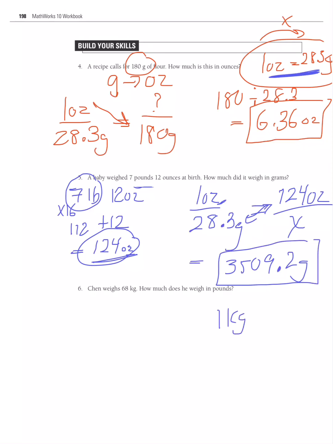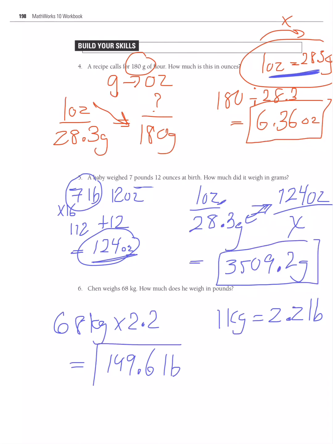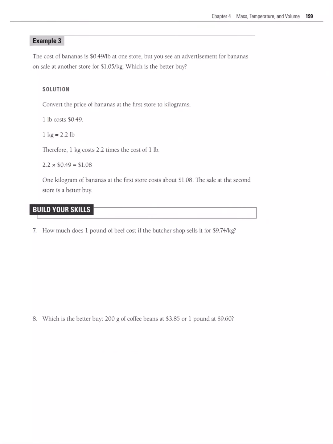So 1 kilogram is 2.2 pounds. To go from kilograms to pounds, you just times it by 2.2. You could set up with cross multiplying, but this one's a little easier. And he is 149.6 pounds. All right, so just practice going back and forth with the different units. Let's do these last 2 questions here on this page, and then that'll be it.